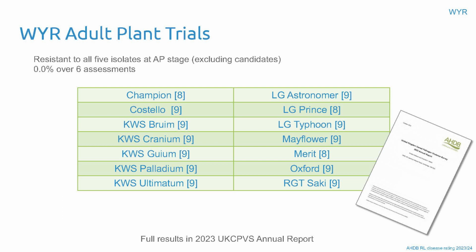And you can see Costello and Mayflower, they're up there, so they were resistant. That means those 2 isolates that came from Costello and Mayflower, which were 22038 and 22143, didn't manage to infect their host varieties at adult plant stage. If I've missed out any of the RL varieties, you can find our full results in the 2023 UKCPVS annual report, and that's already on the AHDB website for you to have a look at.